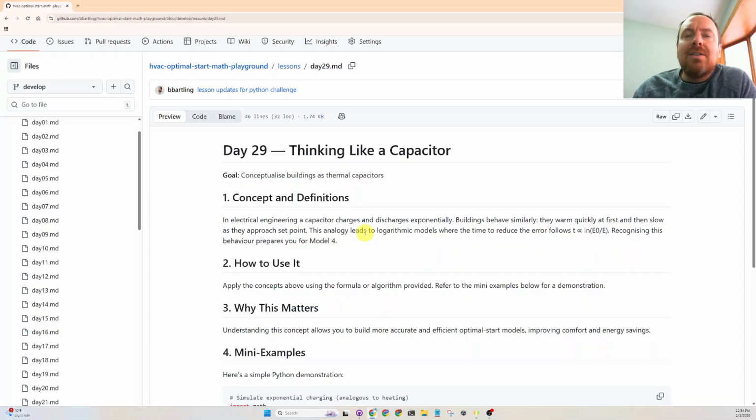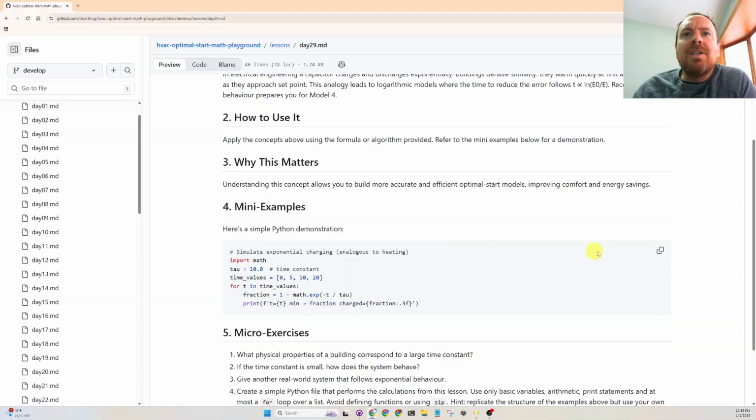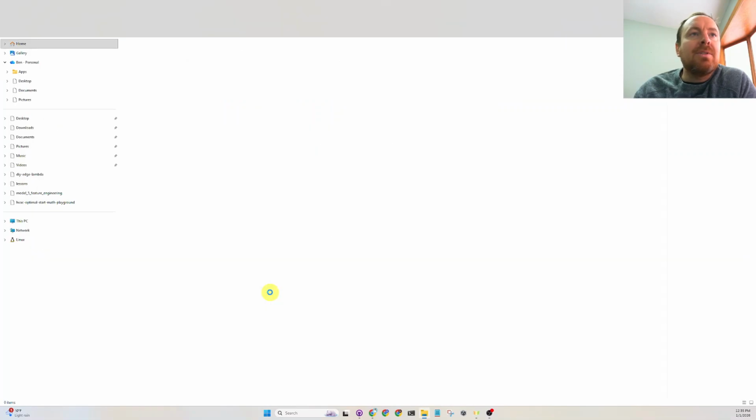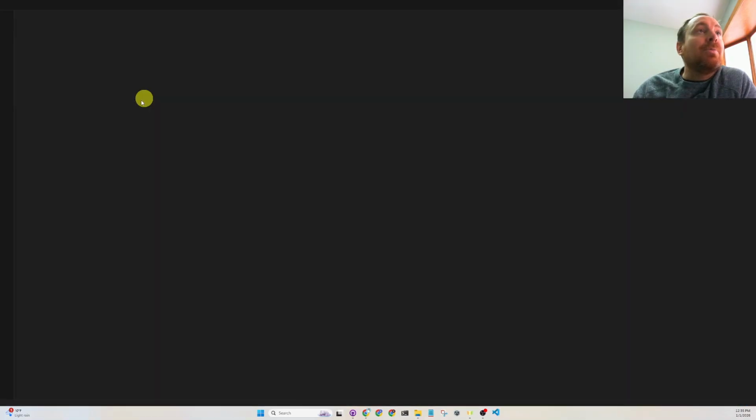The analogy leads to the logarithmic models, where the time to reduce the error follows time is approximate to the log of, I think this is error, basically. Recognizing this behavior prepares you for your Model 4. Okay, so here's our mini Python script. I still have to get to our, open up VS Code here.